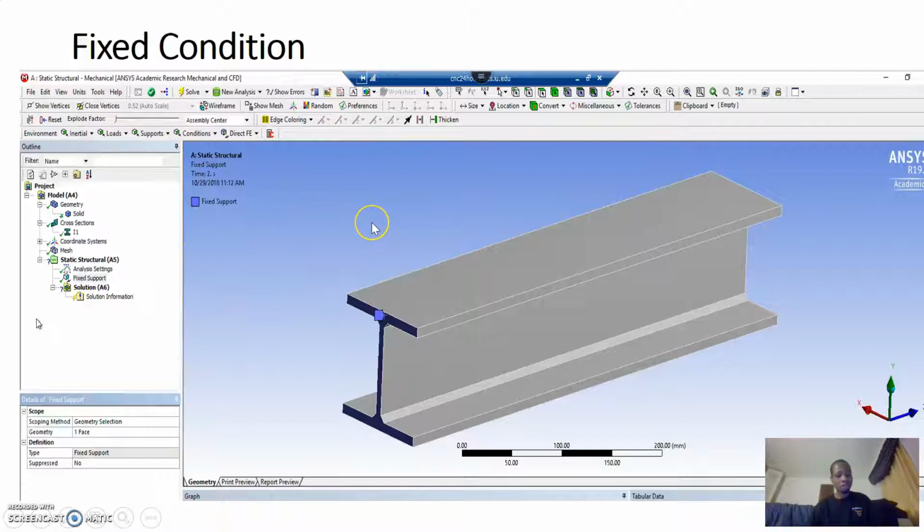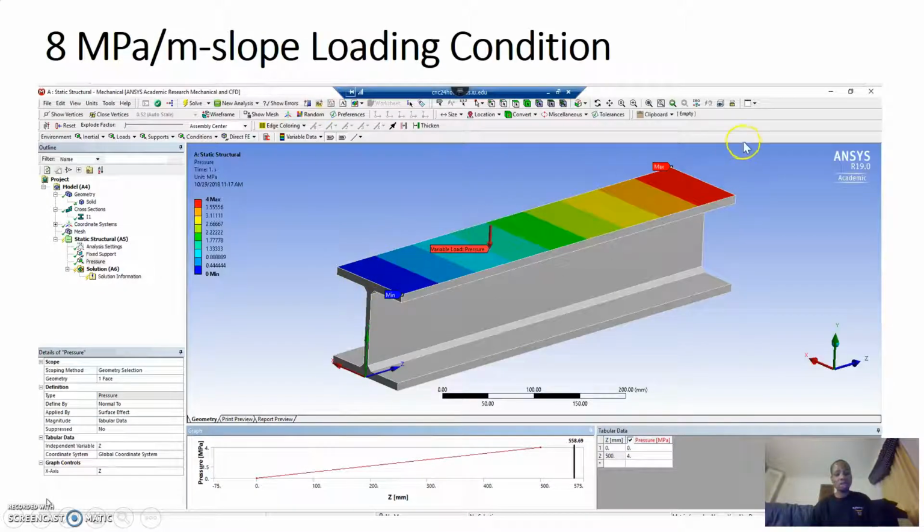Now I have my boundary conditions, and this is my loading condition. My loading condition is not going to be constant, and that's why I have a pressure that is not constant on this surface right here.